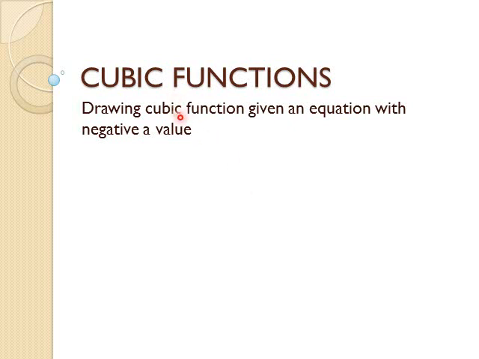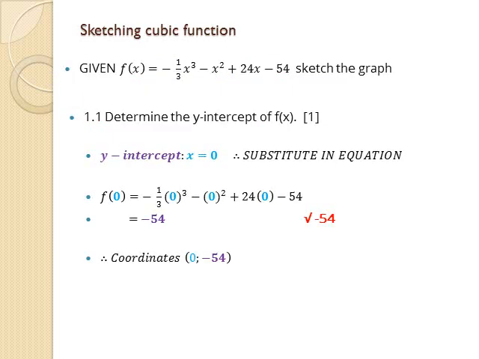I'm Mr. Simons. In this lesson, we'll learn how to draw a cubic function, given an equation with a negative a value, and we'll learn how to find all the things to put correctly. So given to us, they gave us f of x equal to minus 1 over 3 x cubed minus x squared plus 24x minus 54. We have to sketch the graph.